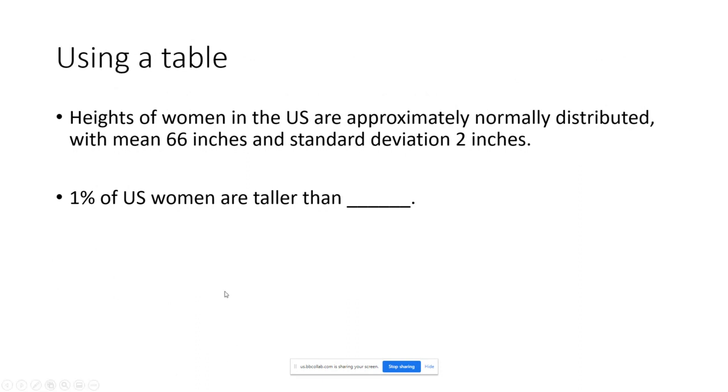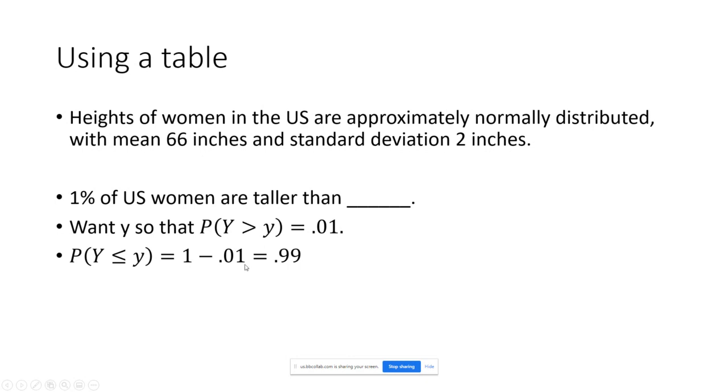All right. So now let's see how to do this same problem using a normal probability table. So in other words, we're looking for the value y, so that the probability that Y is greater than y is 0.01. So in other words, the probability of being less than or equal to y is 1 minus that by the complement rule, so 0.99.